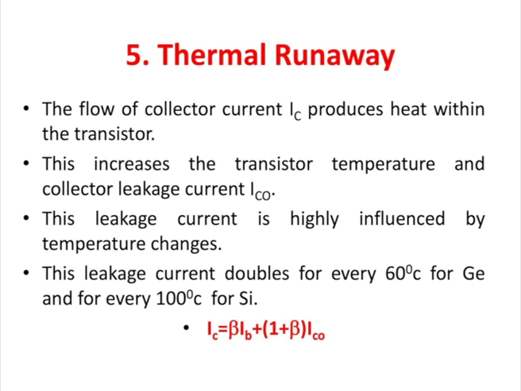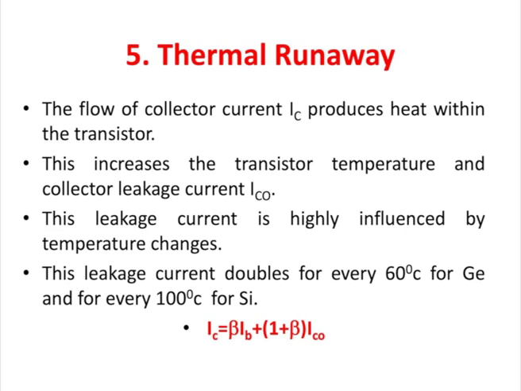Suppose the collector current suddenly increases. If collector current increases, what happens? The equipment will be damaged. First the transistor will be spoiled. Next, the breadboard we use in practicals will burn and be spoiled. It will affect the power supply. So with changes in the collector current, the total equipment is damaged. To solve that problem, we have to use biasing. The reverse leakage current produced doubles for every 60 degrees centigrade for germanium and 100 degrees centigrade for silicon.